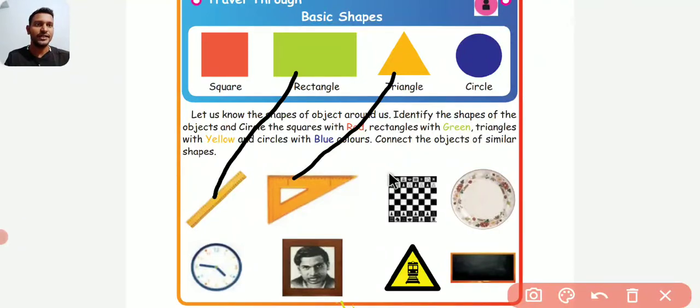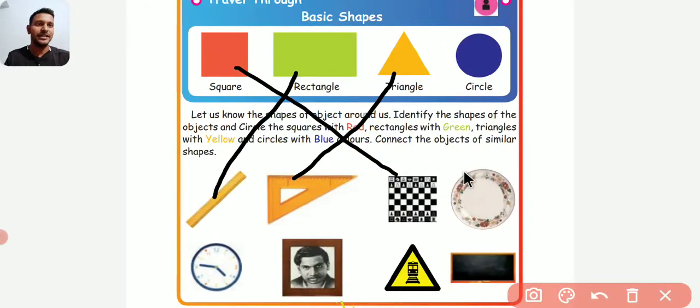Next one, chessboard. It has 4 sides. 1, 2, 3, 4. Which shape has 4 sides? Square and rectangle have 4 sides, but in a rectangle only 2 sides are equal. In a square all the sides are equal. If you look at this object, all the sides are equal. Therefore it looks like a square.